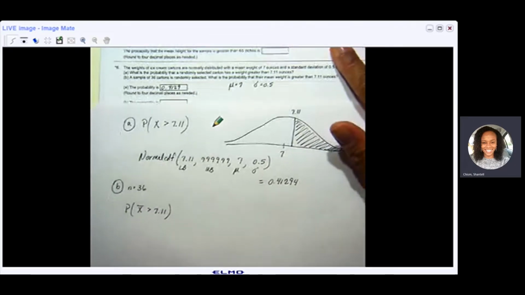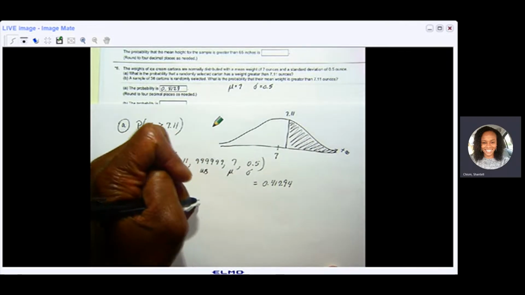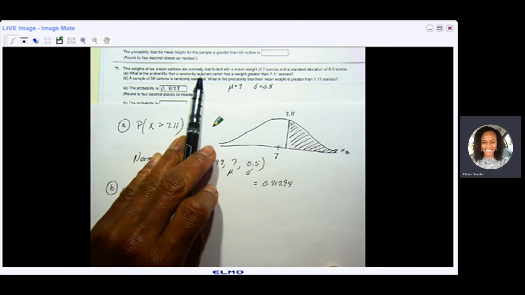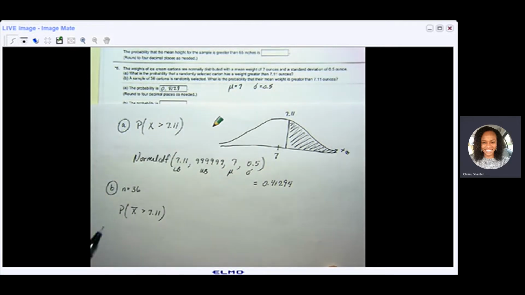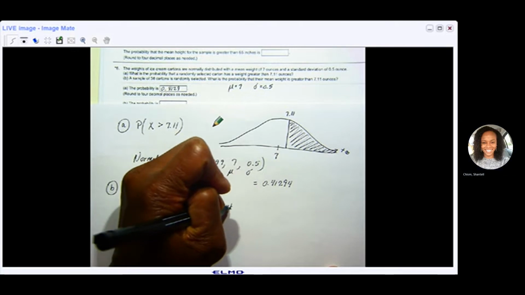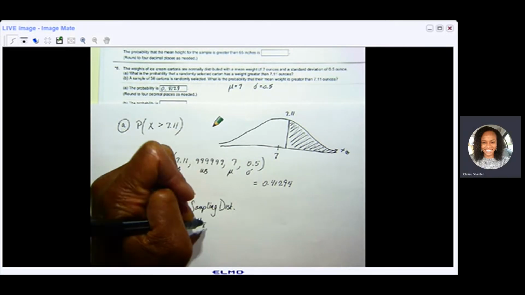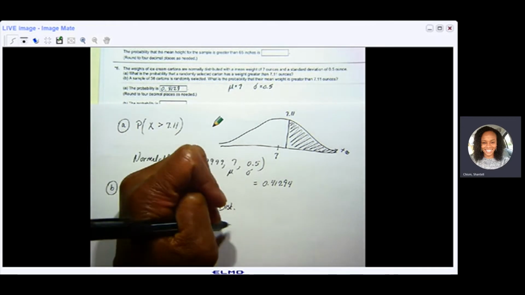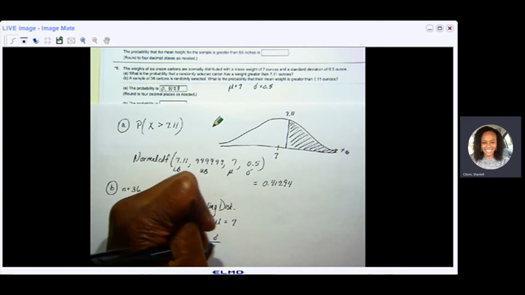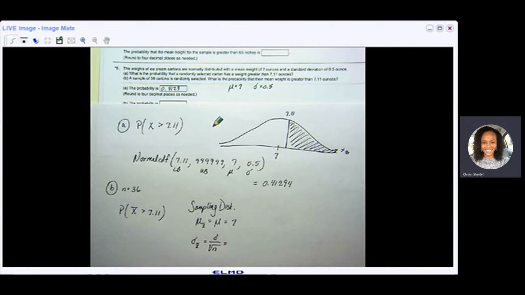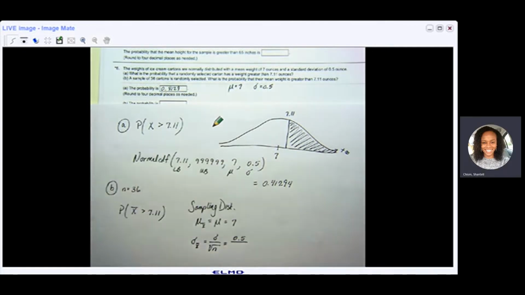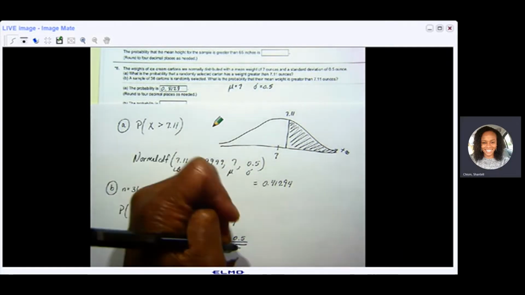So for part B, this is a sampling distribution. Because our sample is big enough, and also because they told us at the beginning that our original population was normal, our sampling distribution is also normal. That means mu sub X bar for our sampling distribution is equal to the original mean mu, which is 7. And sigma sub X bar is equal to our original sigma divided by the square root of our sample size. So that would be 0.5 divided by the square root of 36.